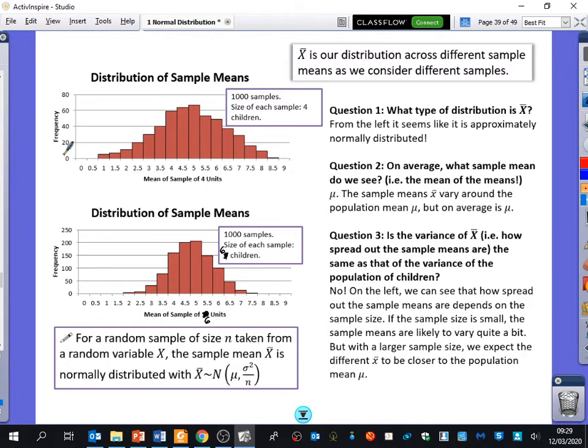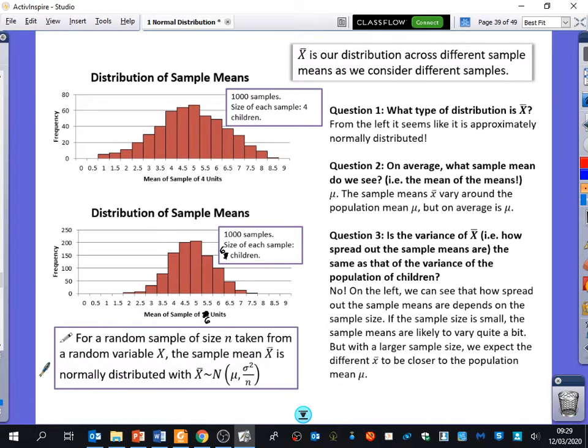Which makes sense. If you're only going to take 4 out of the 10 things, it makes sense that you might get 4 of the most extreme ones, or you might get 4 of the least extreme ones. So you're probably going to have these extra tails at either end. If you're taking a larger group, maybe of 6 or 7 children out of the 10, it means it's probably going to stick closer to what the true mean is, which is 4.5, okay? So let's just quickly read through the answers to these questions, and then we're going to talk about this bit in the purple box at the bottom.